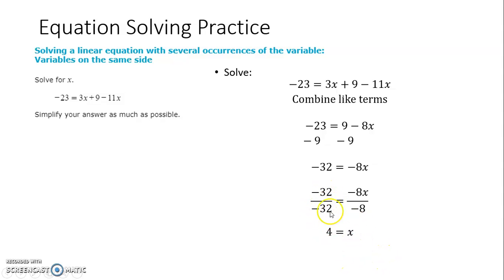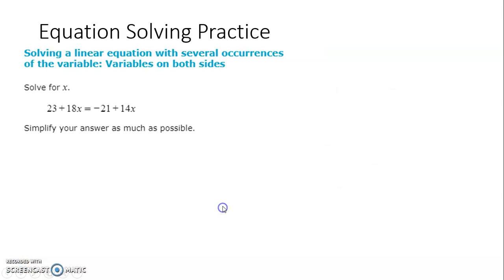Sorry, this should be a negative 8 on the bottom, not a negative 32. That's just a typo. Sorry about that. We're just dividing both sides by negative 8. All right, on to the next one.